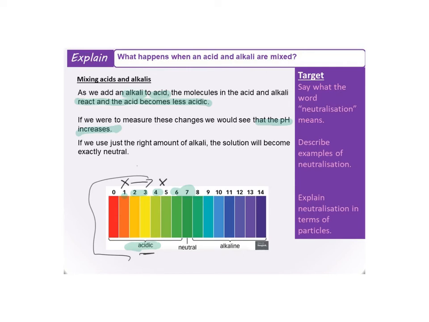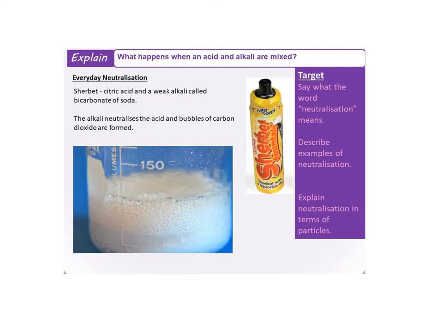It would all have reacted together. And so now let's have a look at some everyday neutralization reactions, because they actually happen all around us all of the time. And I'm going to look at two types of neutralization reactions that we probably are quite familiar with. The first one is sherbet, and you can see the sherbet over there.